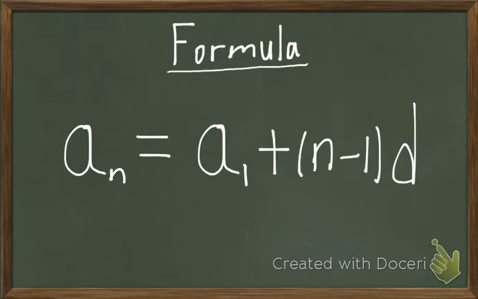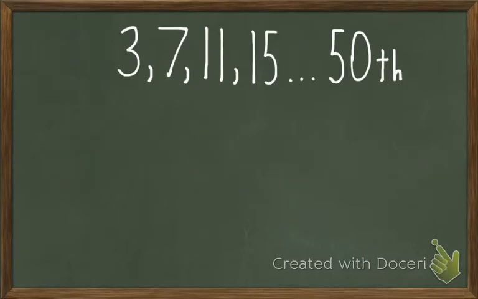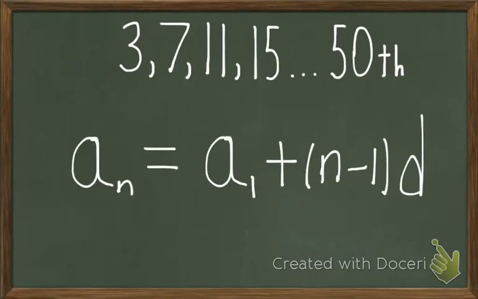Let's take a look at the formula. The formula is an equals a1 plus n-1 in parentheses times d. Let's take a look at an example to see how this formula works. So we have the sequence 3, 7, 11, and 15, and we're trying to find the 50th term in a sequence. So first, you pull up the formula, and you start plugging stuff in.